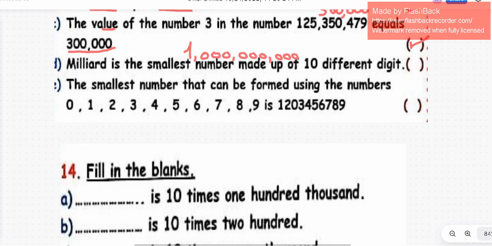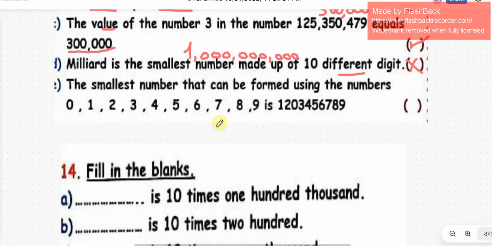1 and 9 zeros. 1, 2, 3, 4, 5, 6, 7, 8, 9, 10. They are 10 digits. But are they different? Of course, no. They are the same. We have many zeros here. So it's not different.